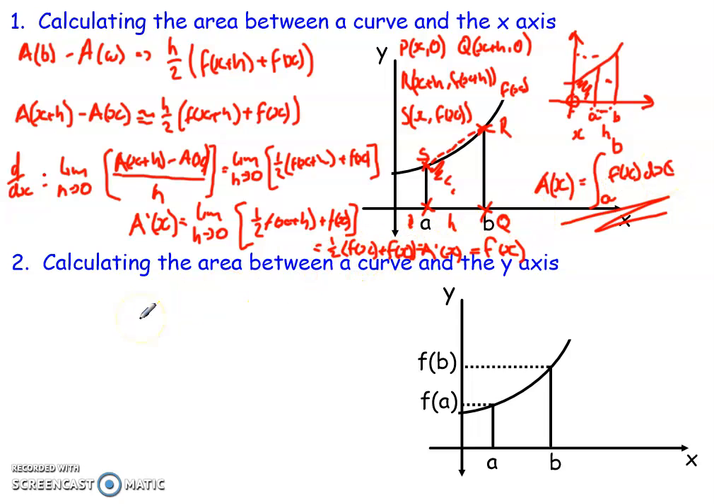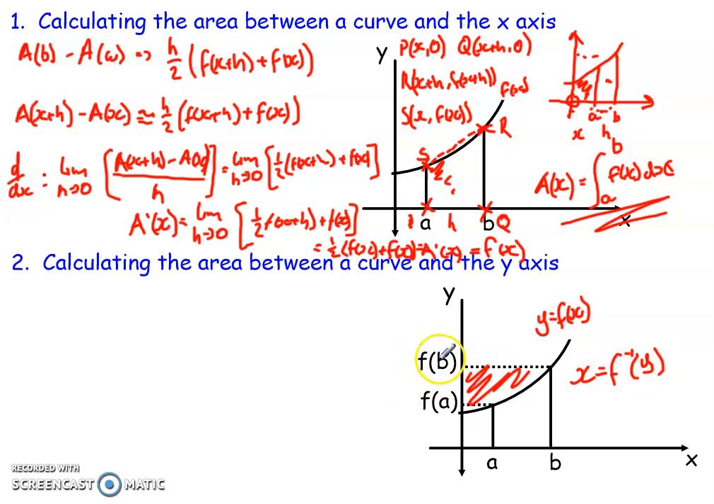Now we can apply the same simple premise to calculating the area between a curve and the y-axis. Now what we have to remember in this process is that we've got y equals f of x for our curve. Now to calculate the area between the curve and the y-axis, so in this case here, what we have to do is change the subject of the formula to x and make x the dependent variable in terms of y. So what I'd have to do is take this and say that I know then that x is equal to f minus 1 of y.